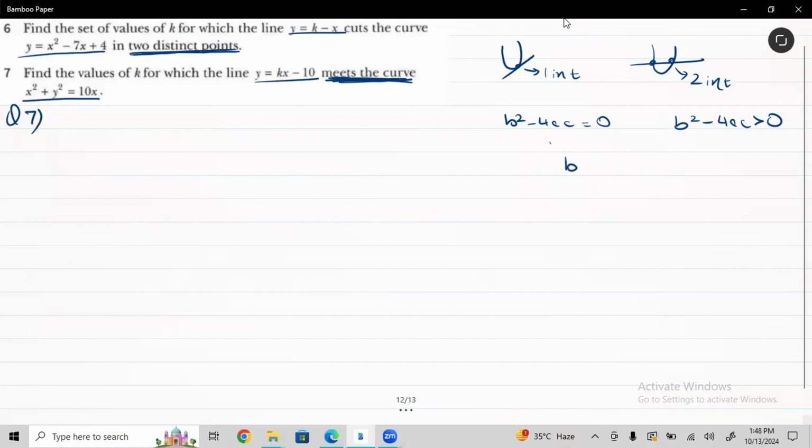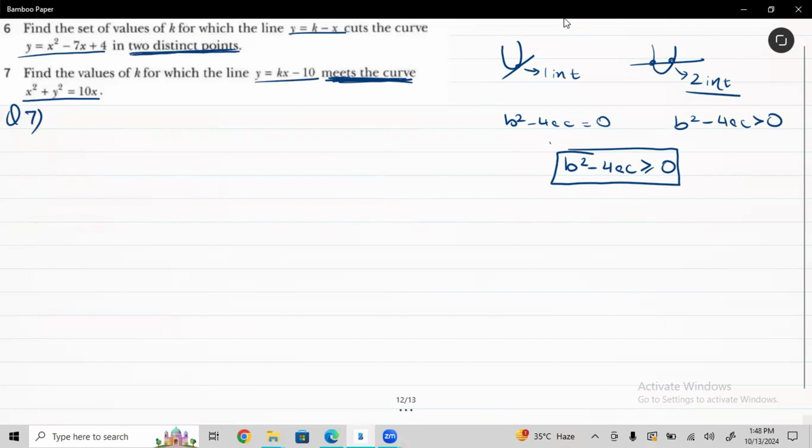We will say that the discriminant is greater than or equal to 0, because it may be equal to 0, which would give us one intersection point, or it may be greater than 0, which would give us two intersection points. So the discriminant for this question would be b squared minus 4ac is greater than or equal to 0. So keep this in mind. Our discriminant would be something like this.